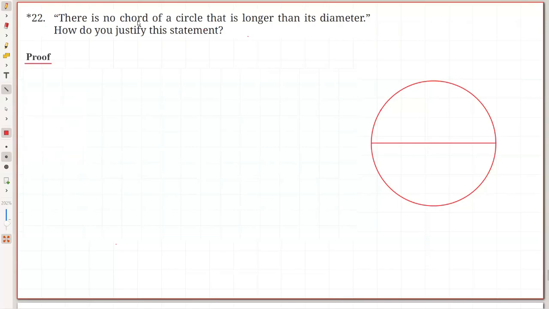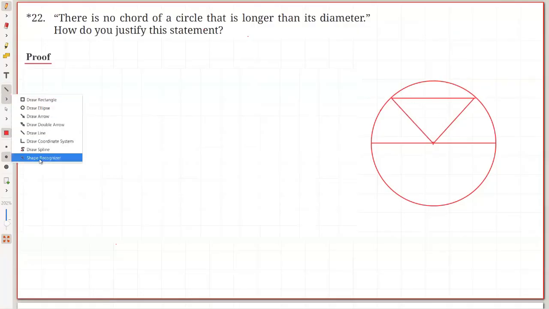Next, I have to take one chord and you have to prove that the longest chord is the diameter. So I'm going to take one chord. I'm just taking this as a chord. For proving this, I'm going to mark this as the center. I'm just joining these 2 points and this point, the center. I'm just getting a triangle.